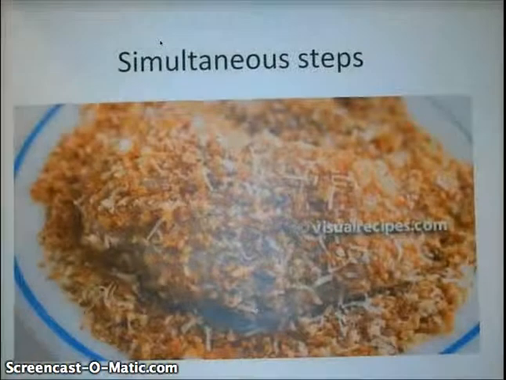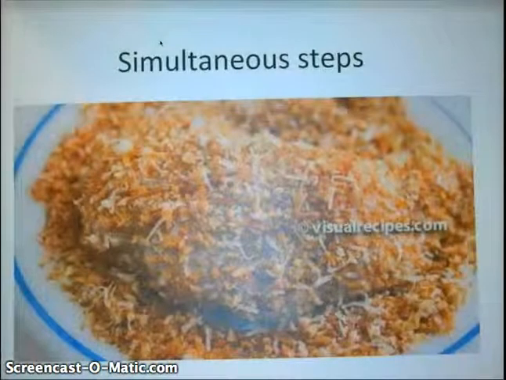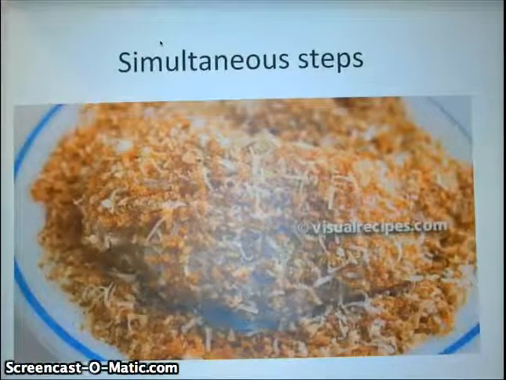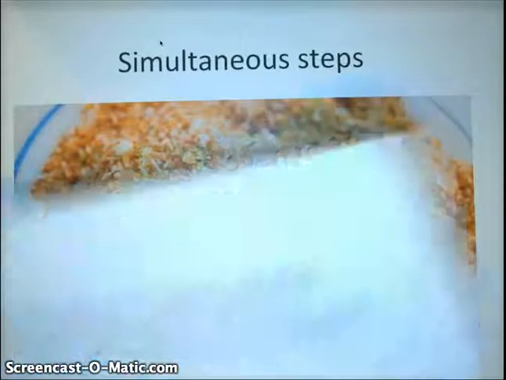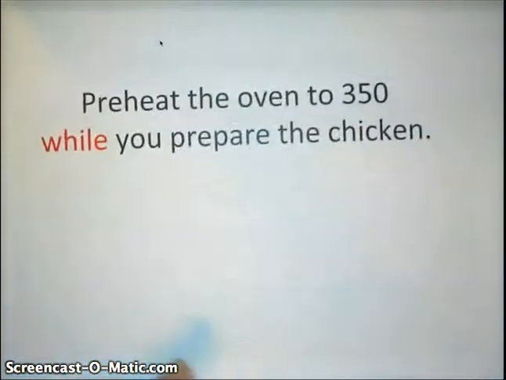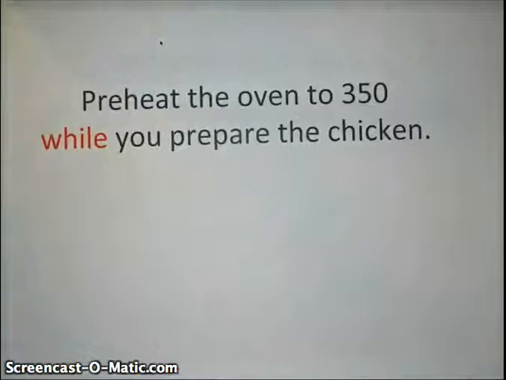Some sequences involve a stage 6, when several steps happen at the same time. While signals such simultaneous steps. Preheat the oven to 350 while you prepare the chicken.